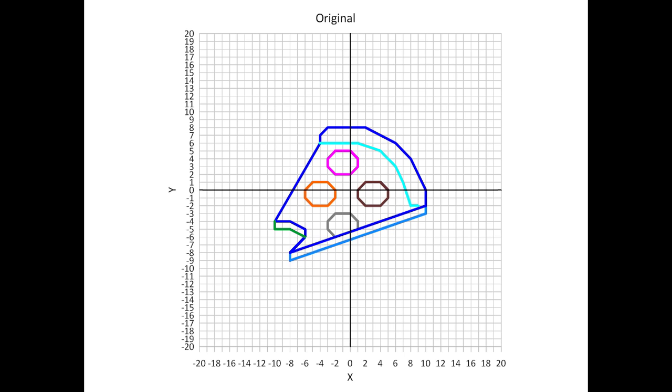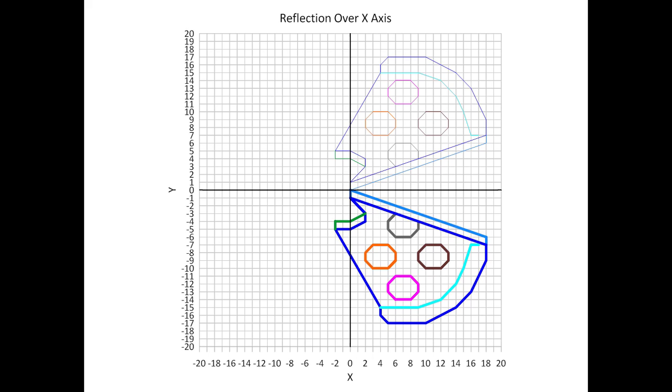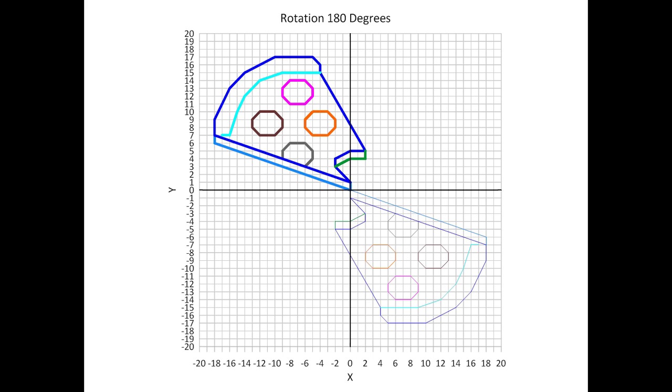So we've been working with a slice of deep dish Chicago-style pan pizza. We're going to first do a translation, then a reflection, and then a rotation of 180 degrees. The final figure ends up there. With the ghost removed, that's the final result of those three transformations.